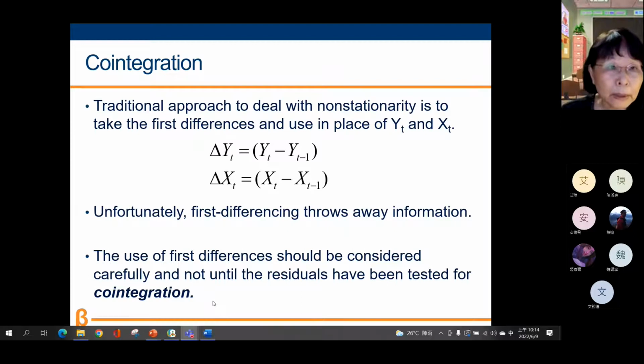Most authors, researchers and econometricians remind us that the use of first differences should be considered carefully, and not until the residuals have been tested for co-integration. In other words, they recommend not hurrying to use the first difference until we do another test for co-integration. All right, so what do we mean by co-integration?